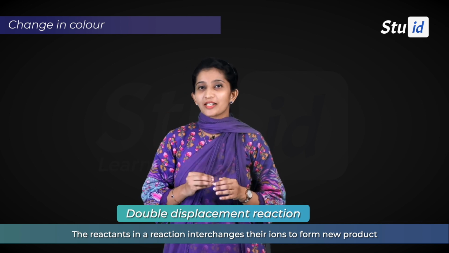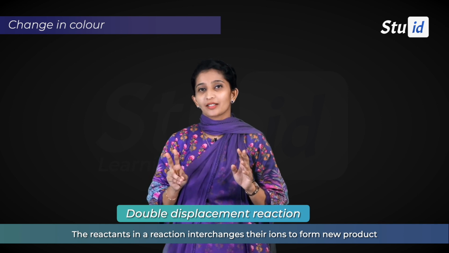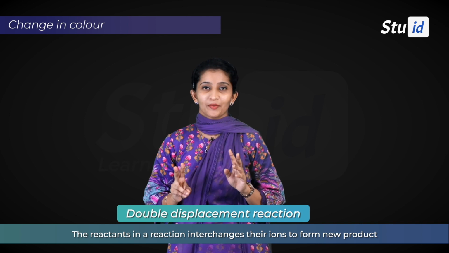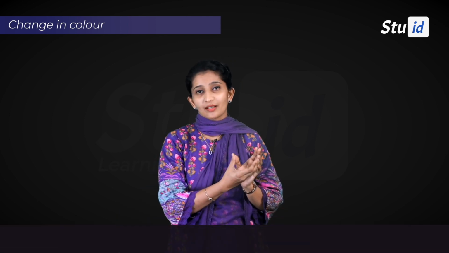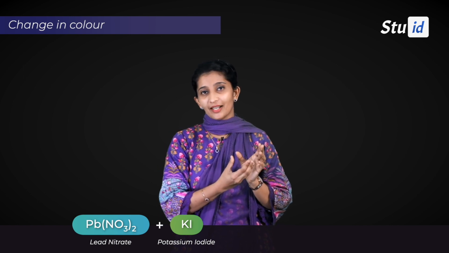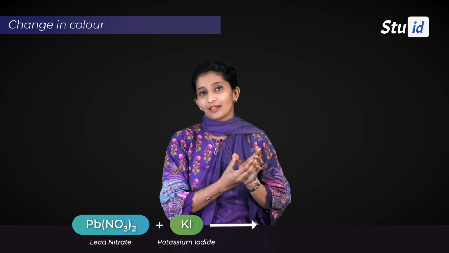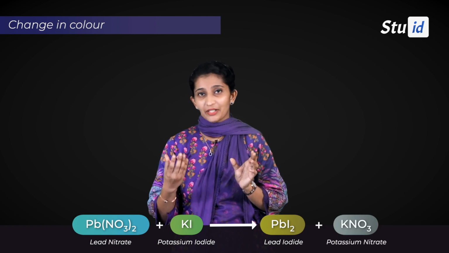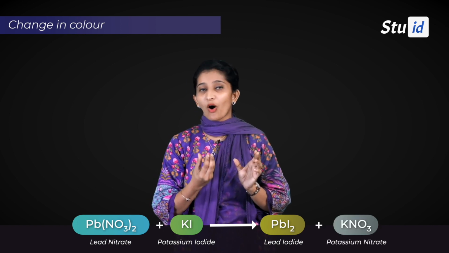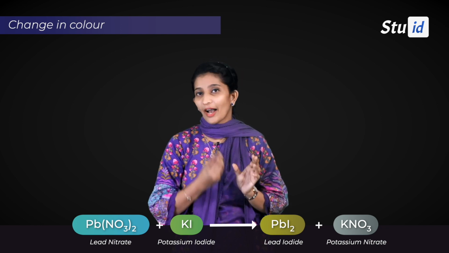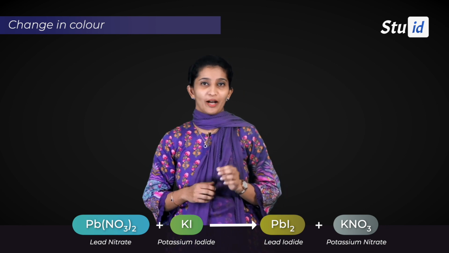Now we can notice that there are two products formed due to the double displacement reaction. What are they? So the reactants were lead nitrate and potassium iodide, and the products formed are lead iodide and potassium nitrate. The yellow precipitate of this reaction is due to the formation of lead iodide. I hope this is clear for you guys, right?